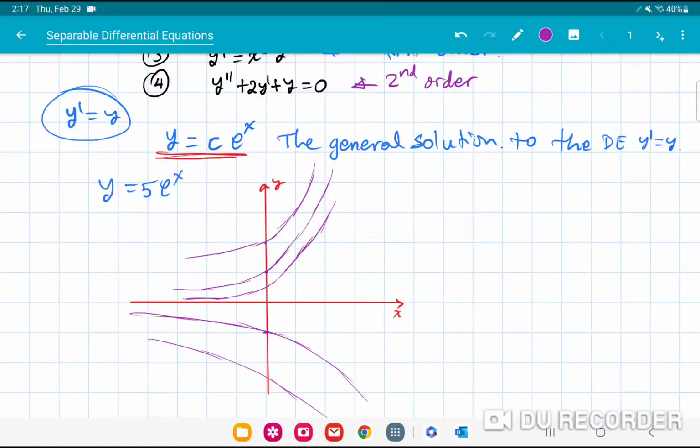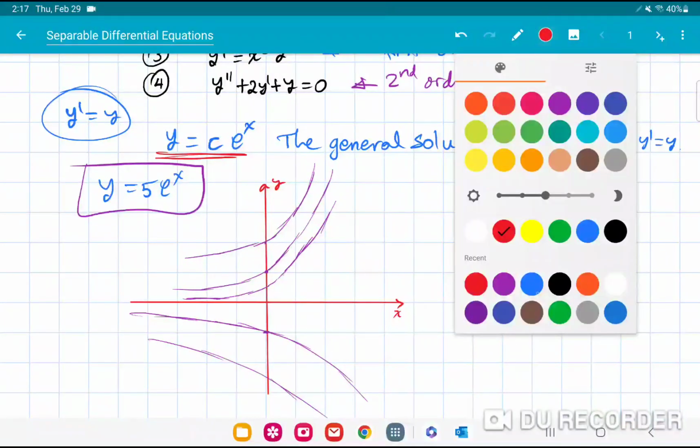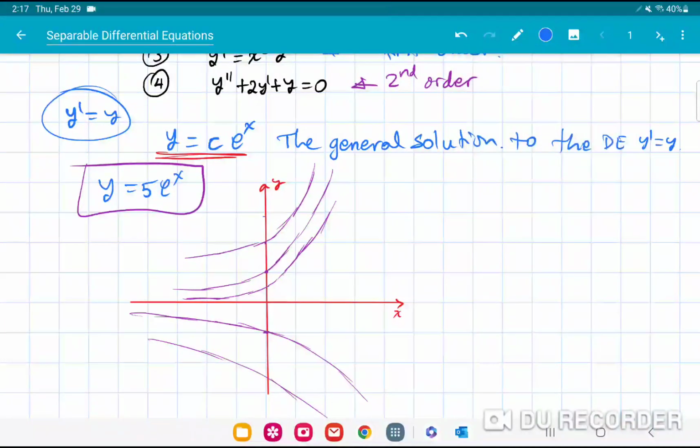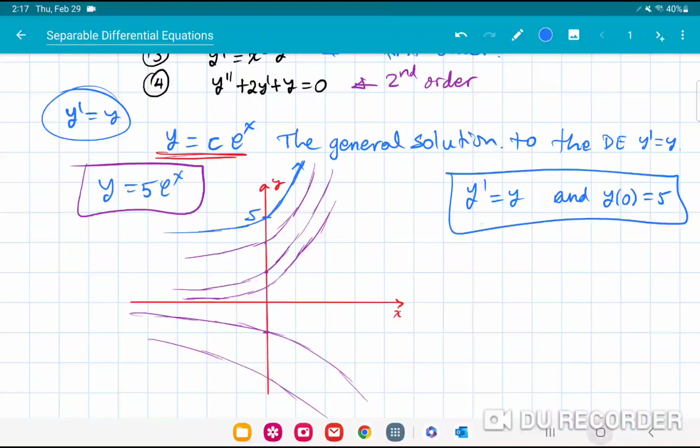So that c can change. Now, looking at that one, that's the one that goes through the point 5. So that's a particular solution. So if you wish to pick the one that has y prime equals y and y at 0 equals 5, this has a particular solution. Okay, that's the solution to this differential equation.